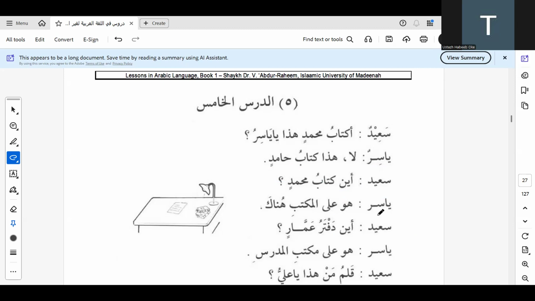Yasir responds: هو على المكتب هناك. Let's think of that. كتاب محمد, أين كتاب محمد, is still idofah. هو على المكتب هناك means it is on the table there. هناك here is ظرف المكان, an adverb of place, meaning there. على is حرف الجر, and المكتب is مجرور because of على. So هو على المكتب هناك: it is on the table there.